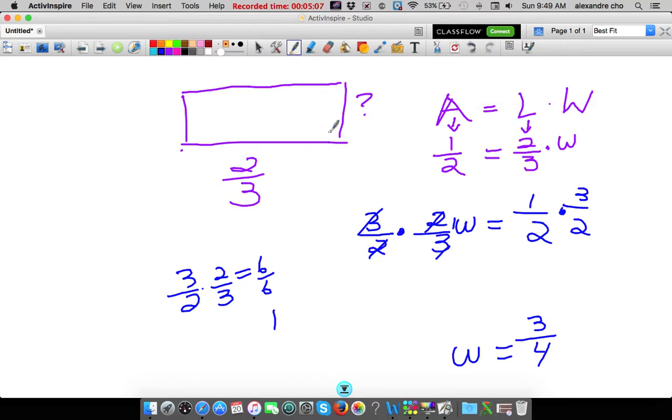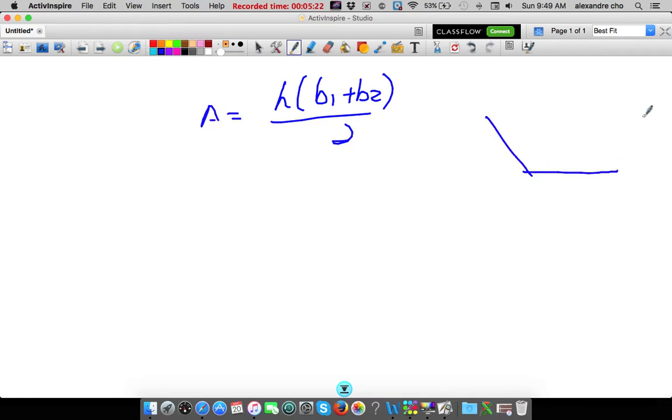Trapezoids. Oh boy. Okay, so we want the area of the trapezoid. You have to please remember: height times B1 plus B2, divided by 2. So that's the area of our trapezoid. It always helps if you label it.